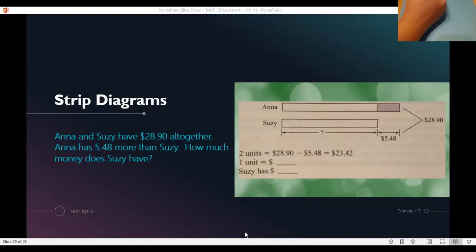All right. So first idea here is we're going to do $28.90, and we'll subtract our 5.48. And when we subtract, we get 23.42. My next step here is divide 2 into 23.42. Little long division.